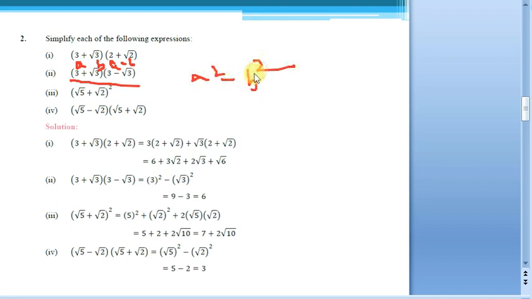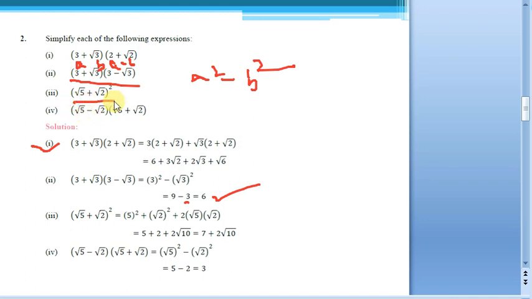In place of A, 3 is there, so 3² is 9, minus, in place of B, √3, so (√3)² is 3. So 9 minus 3 is 6. That is going to be your answer. If you didn't get how to use the identity, proceed by the elaborate way we did for the first question, expanding the bracket.